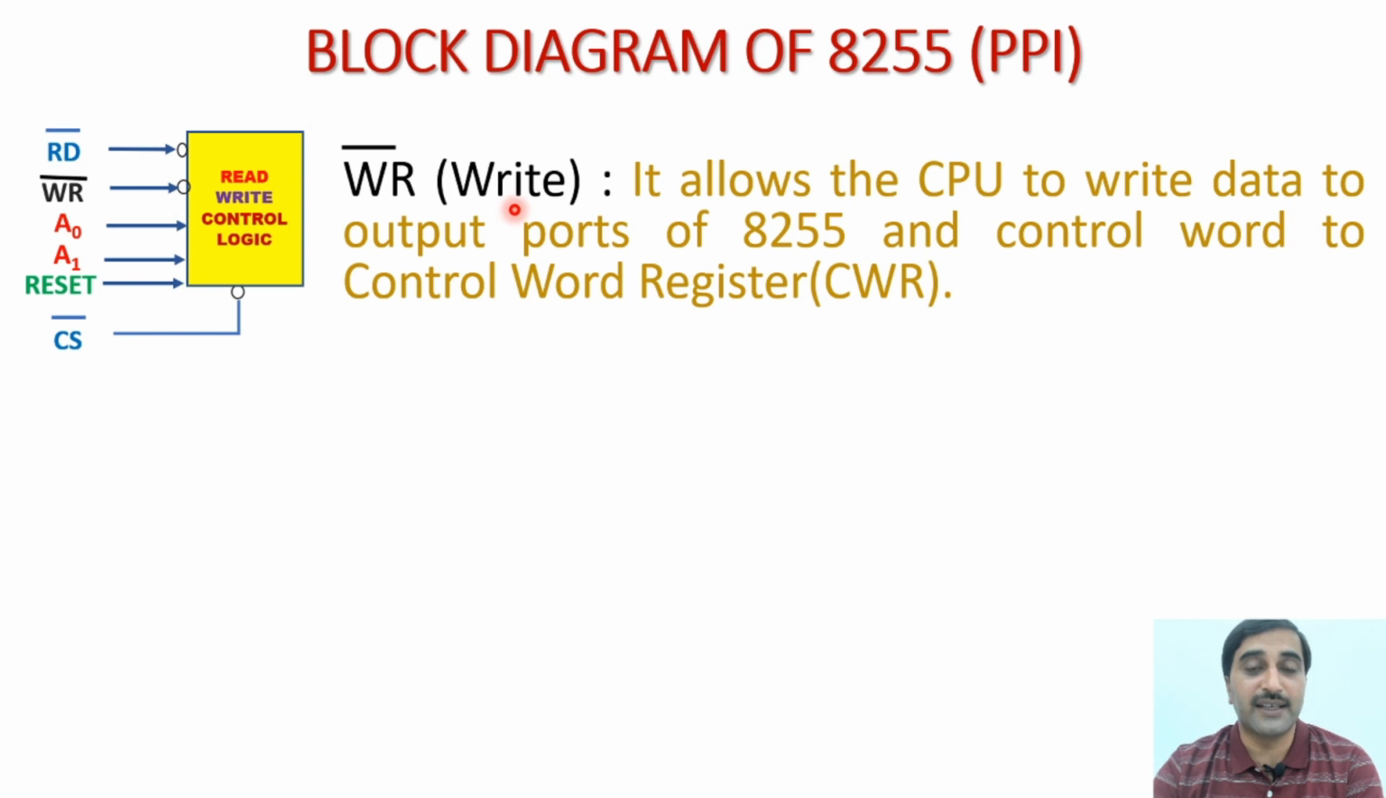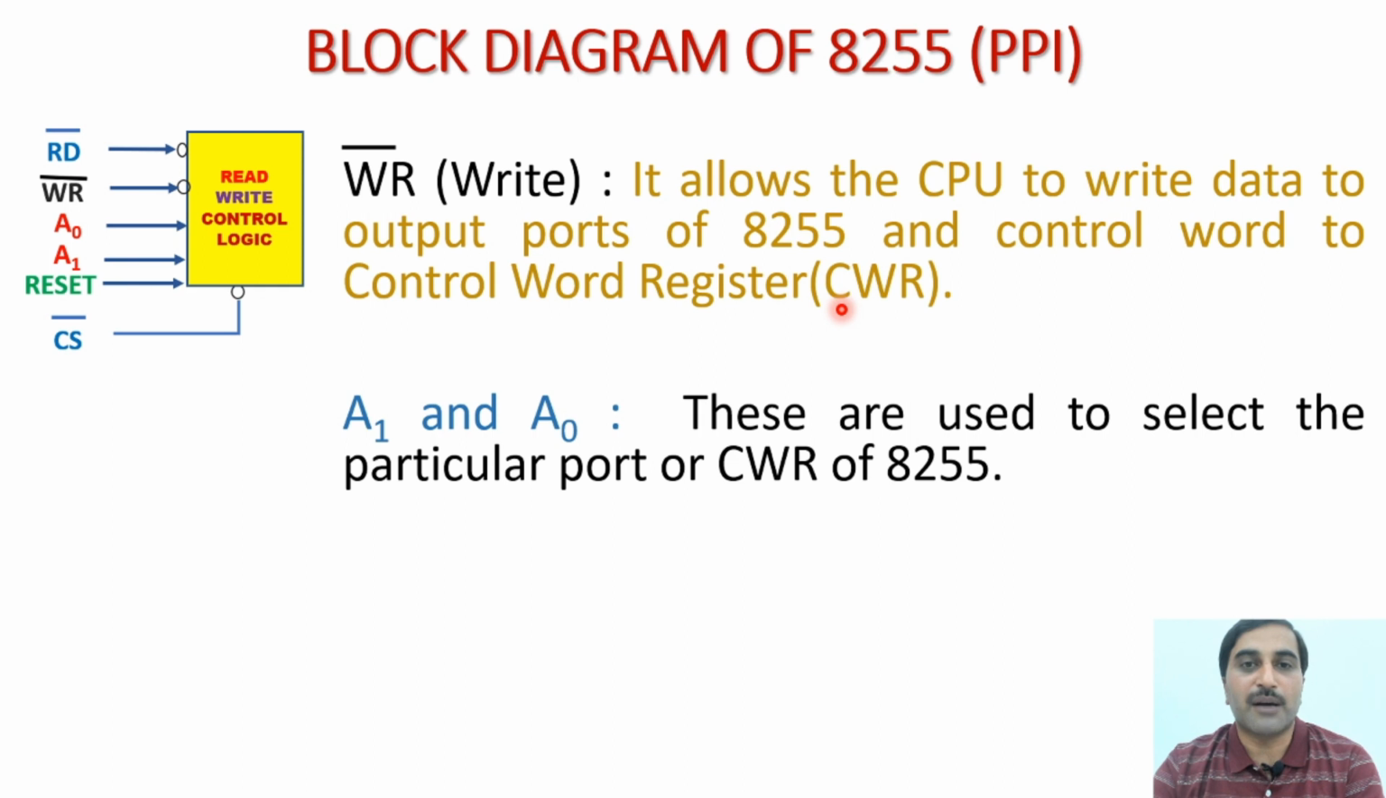When this write signal is enabled, then CPU writes the data to the output port of 8255 and control word to the control word register. In detail, we will discuss about control word register in the next session.